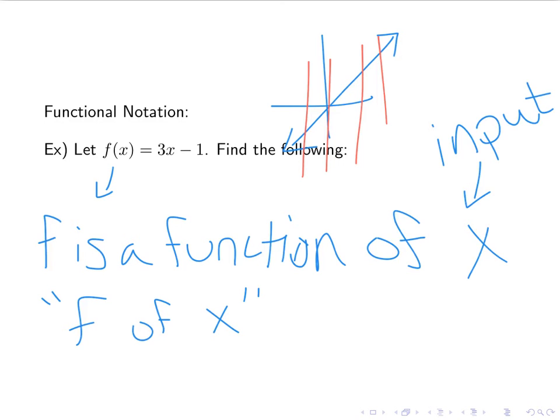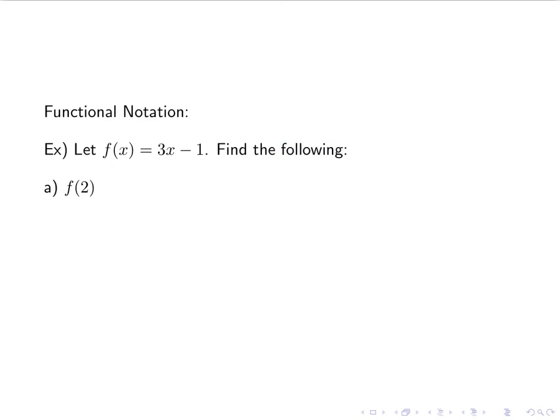So now to use functional notation, we're going to find the following. F of 2. So what this is saying is that every x is now a 2. So every x becomes 2. We had 3 times x. It's now going to be 3 times 2 minus 1. And then according to order of operations, 3 times 2 is 6, minus 1 gives us 5. So f of 2 is 5. If I was going to write it as an ordered pair, my input, again, comes first. My output comes second.